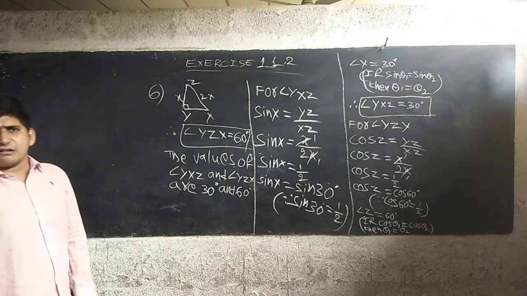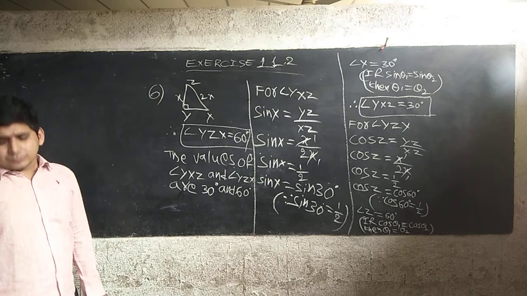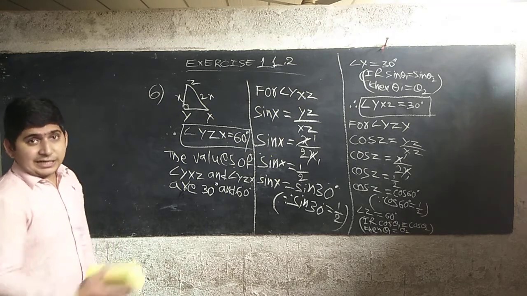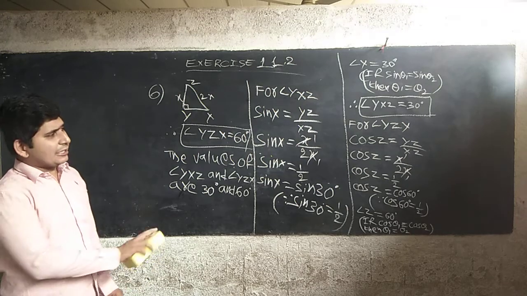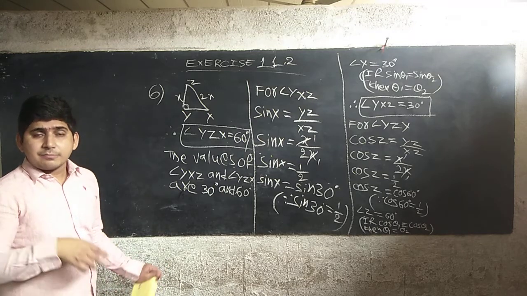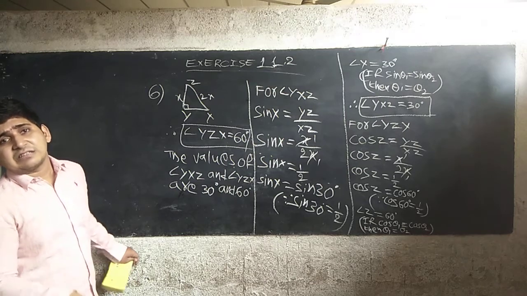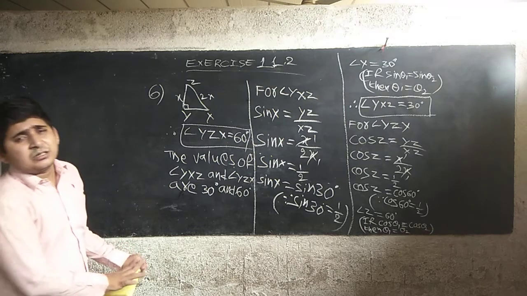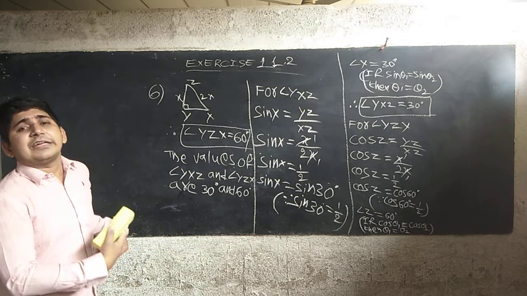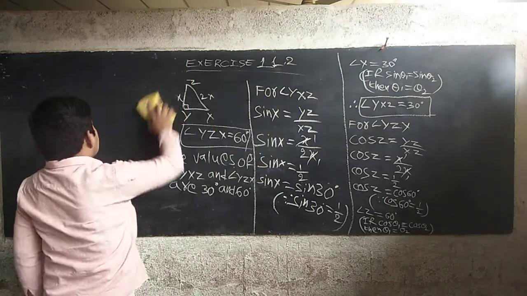Now we are going to discuss the last problem, that is the seventh problem, exercise 7.2. I hope you understood; it is very easy. Only one thing: you have to remember the trigonometric table every minute and every second. That is the concept. If you remember the trigonometric table, then it will be very easy. Now let us discuss the next problem.